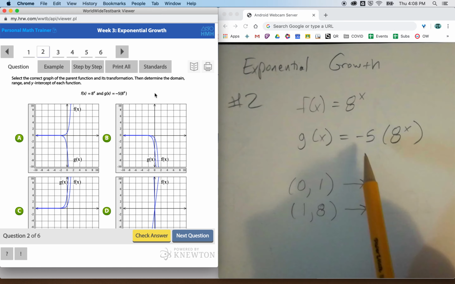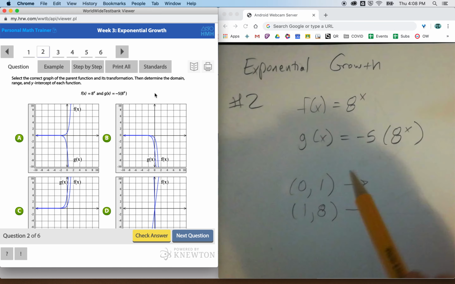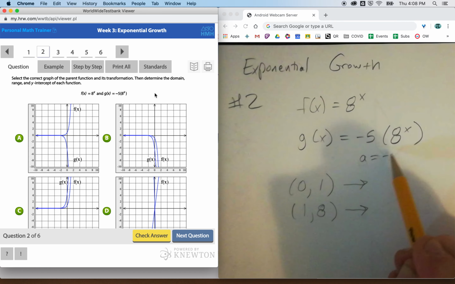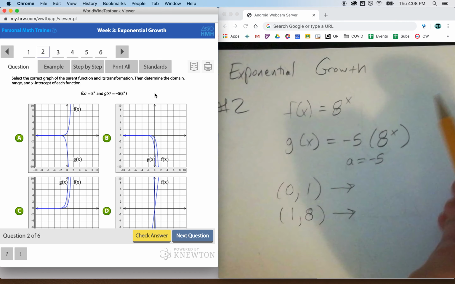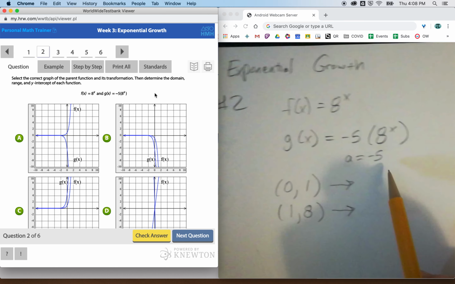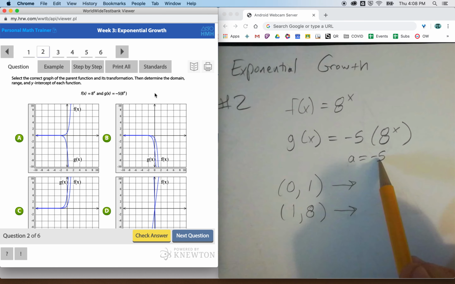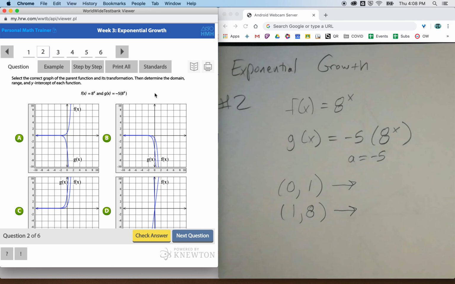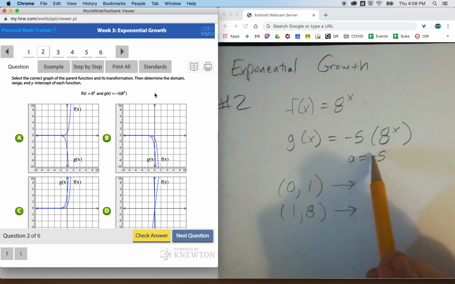If you do have an a value here, this is a equals -5. If you think about it, what a does is change the y value. It's just like when we've done transformations throughout this year. A has always changed the y values. It causes vertical stretches and compressions, and reflections over the x-axis, which is also a change in y. So what you're going to do is basically multiply your y values by -5.